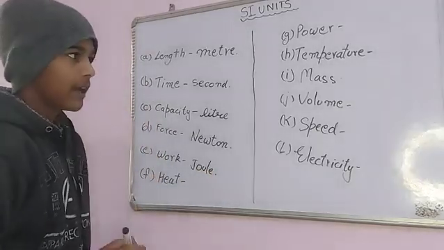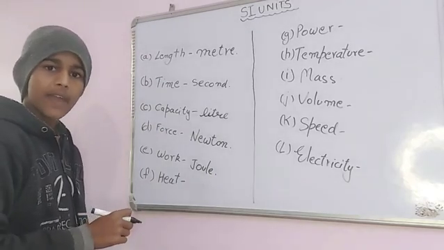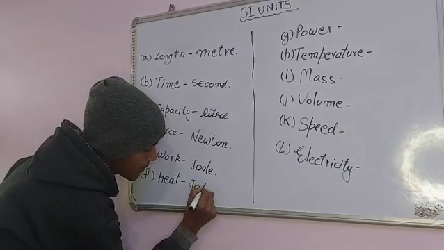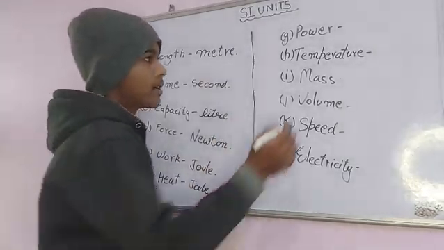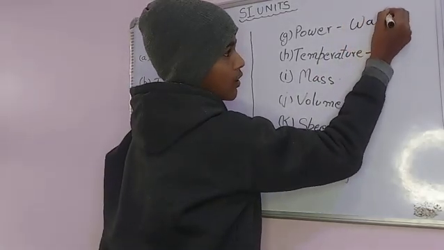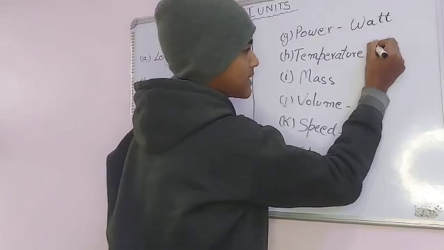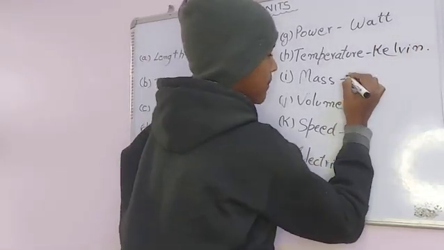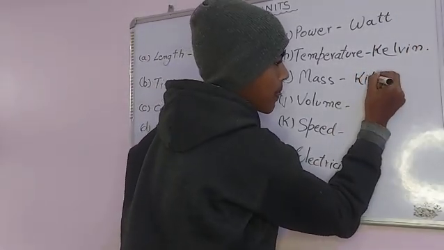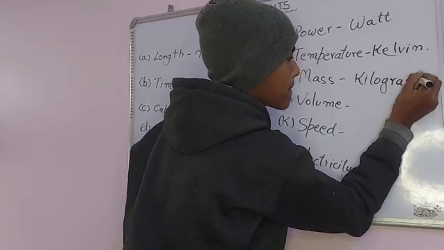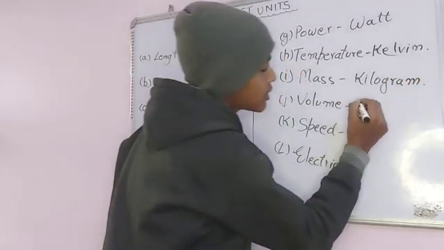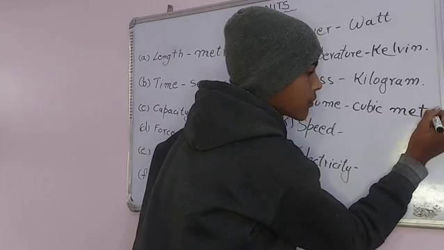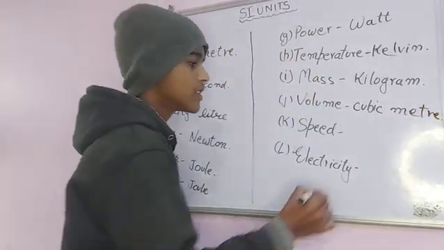Work and heat, their SI units are the same, and energy's SI unit is also the same, which is joule. And next is power. Power's SI unit is watt. Next is temperature. Temperature is Kelvin. And next is mass. Mass is kilogram. Next is volume. Volume is cubic meter.